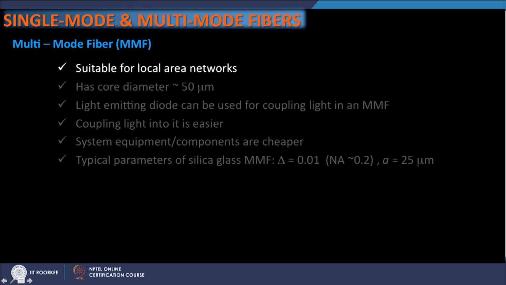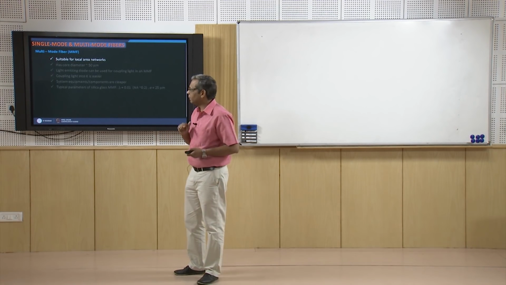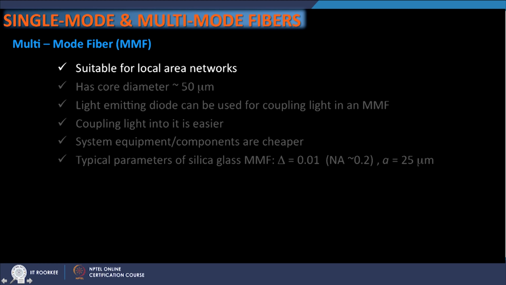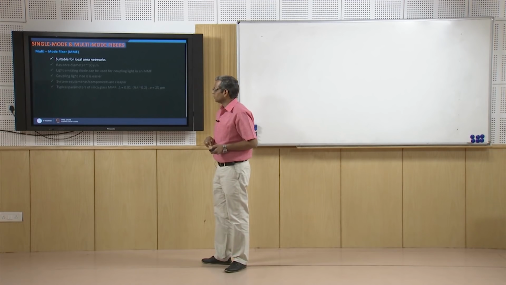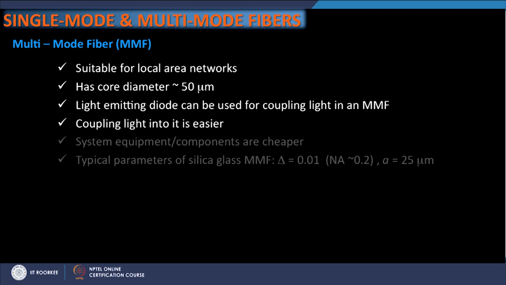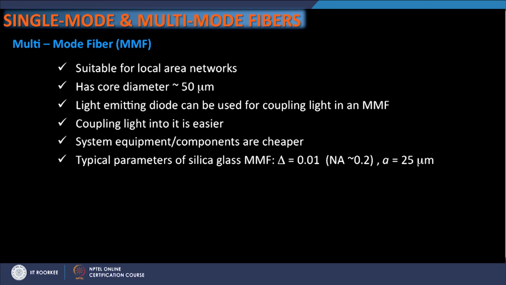If I look at multimode fiber, this multimode fiber is suitable for local area networks. We will see why single mode fiber is used for long distance communication, while multimode fiber is suitable for local area network and not for long haul telecommunication. This fiber has a much larger core diameter, 50 micron, and we can use a light emitting diode also to couple light into a multimode fiber. Since it has large dimensions, coupling of light is easier, and system equipment and components are also cheaper. Typical parameters of a silica glass multimode fiber are delta about 1%, which corresponds to 0.2 numerical aperture, and core radius about 25 micron.